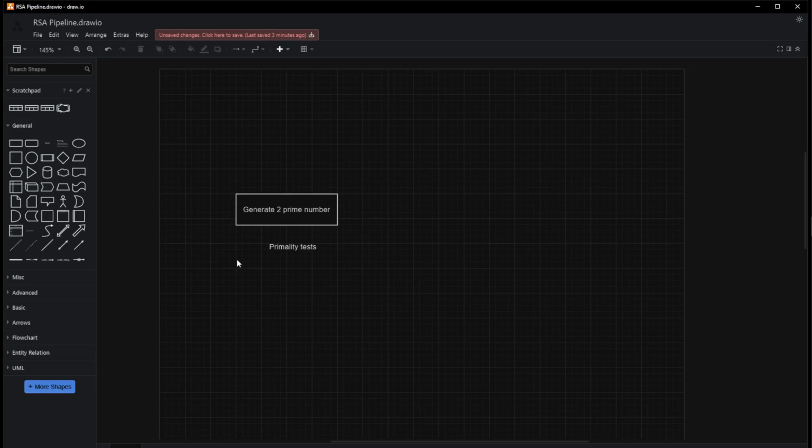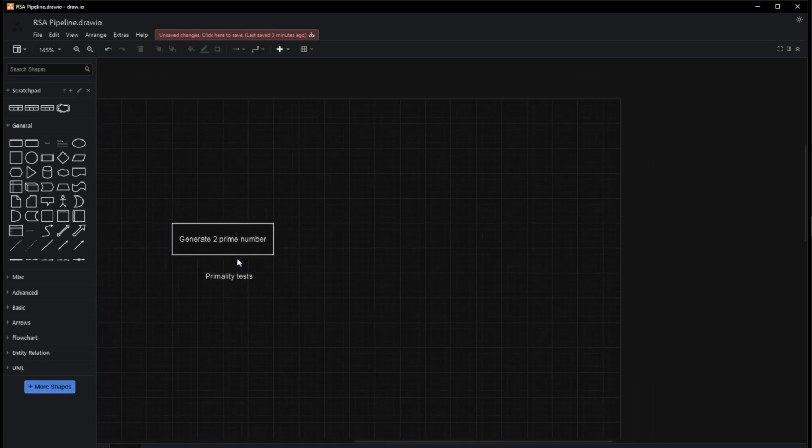For primality tests, there are two types, deterministic and non-deterministic. Non-deterministic primality tests tell you whether a number is prime with a certain probability. However, they're very useful since they're usually a lot faster than deterministic ones, but obviously there's a chance that they're wrong.